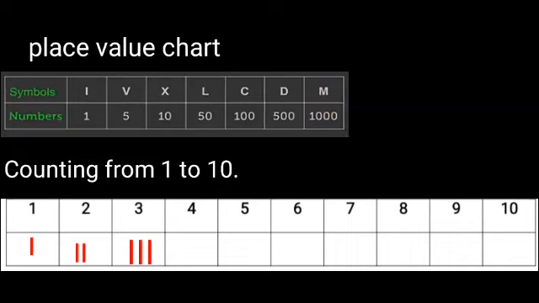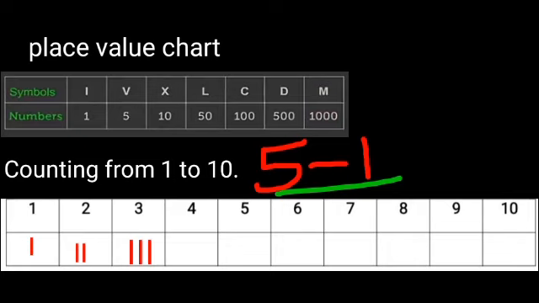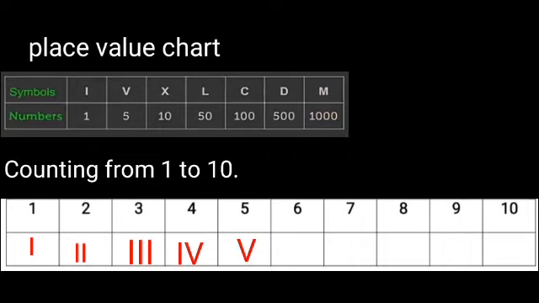Now, the other way to write 4 is 5 minus 1. Its value is also 4. So, to represent this 4 symbolically, we will first write the symbol for 5, which is V. And to subtract 1, write the symbol of 1 at the left of the greater symbol. That means IV. So the value of 4 is IV. Value of 5 is V, which we have in the chart.